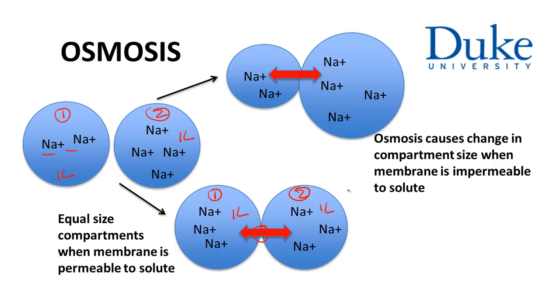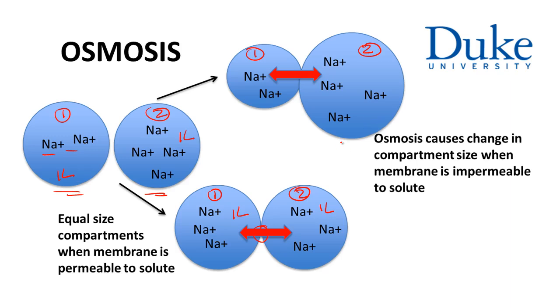But what happens if we take our same two cells and we put them together, but now we put a membrane between those cells which is not permeable to the solute? It is permeable to water. So the sodiums all stay in compartment 2, and the water that's in compartment 1 is able to leave compartment 1 and enter into compartment 2 to dilute compartment 2, so that the concentration in 2 is equal to the concentration in 1. And that's what's shown here.